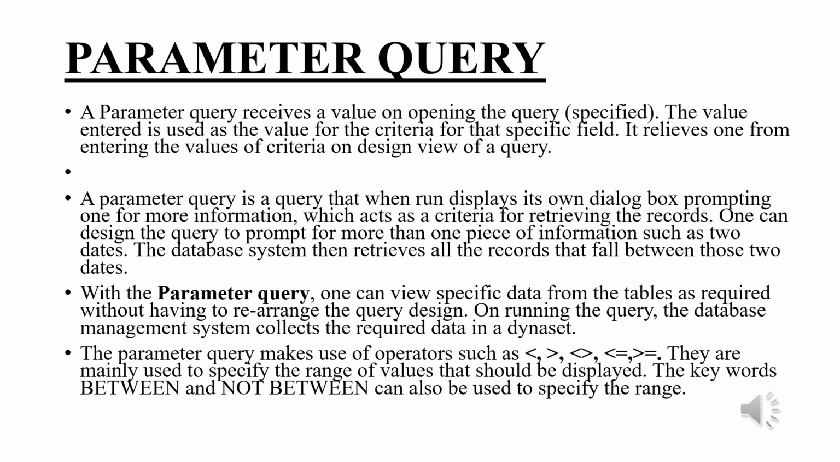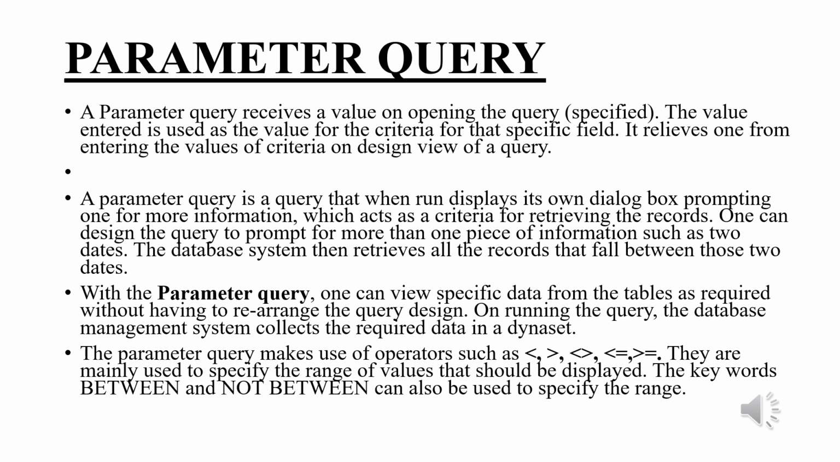One can design the query to prompt for more than one piece of information, such as 2 dates. The database system then retrieves all the records that fall between those 2 dates. With the parameter query, one can view specific data from the tables as required without having to rearrange the query design. On running the query, the database management system collects the required data in a DynaSet.